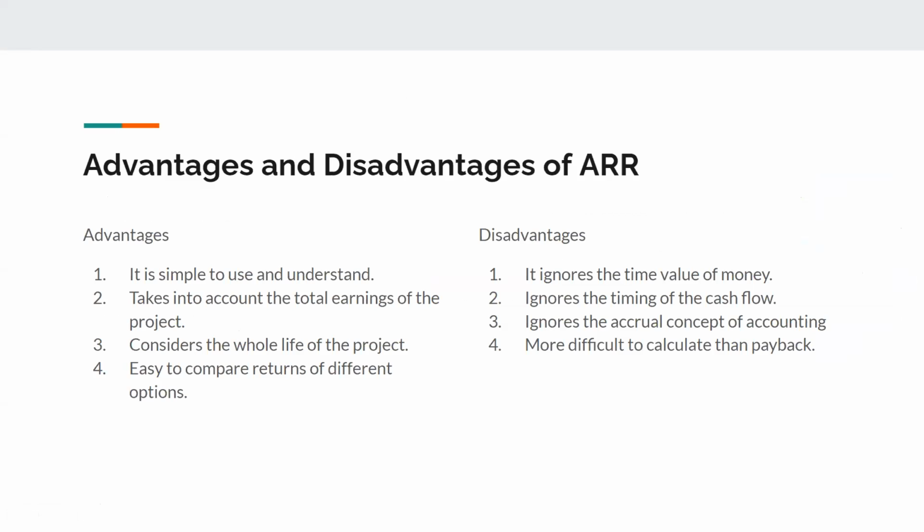It's a straightforward calculation, just like how you calculate simple interest or any of those other simple math formulas. It takes into account the total earnings of the project. So just like that example we looked at with the hotel building the additional rooms and the spa, they're going to be looking at the total earnings coming in from that project, right? It considers the whole life of the project, right? And it's easy to compare returns on different options.